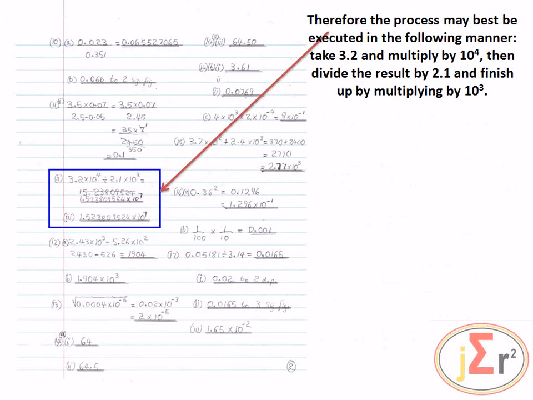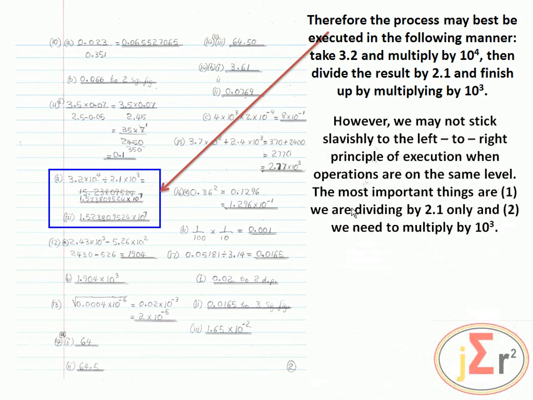Therefore, because all of them are on the same level of importance, the process may be done in this manner. We may go through the process in this way. Take 3.2, which is what we have here, and multiply by 10 to the power of 4. Then we divide the result by 2.1 and finish up by multiplying again by 10 to the power of 3. Executing from left to right, 3.2 multiplied by 10^4, then divide the result by 2.1, then multiply by 10^3. And I'm saying the process may be executed in that manner.